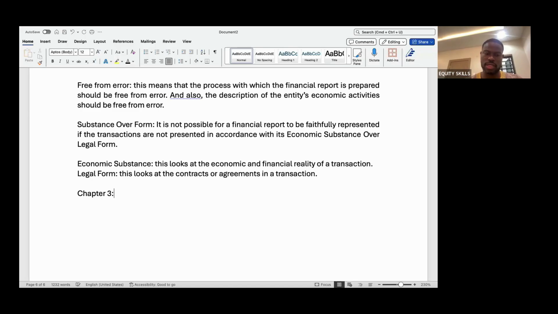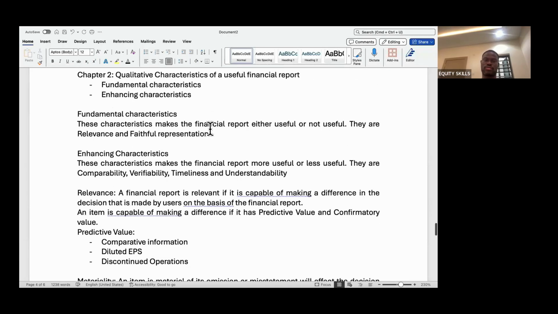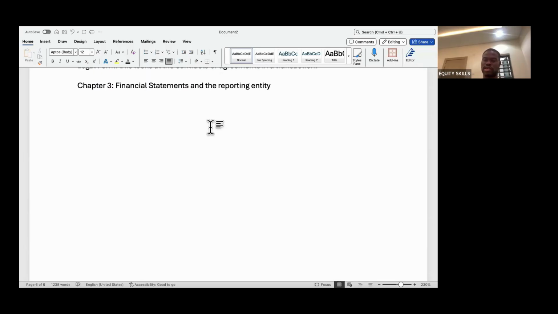Now, let's go to chapter 3, financial statements and reporting. And so let me give you something to hold. Chapter 1 and chapter 2 are the most important in terms of asking questions in the exam. Questions are often asked from chapter 1 and chapter 2. So you would need to pay very, very close attention to those two areas.